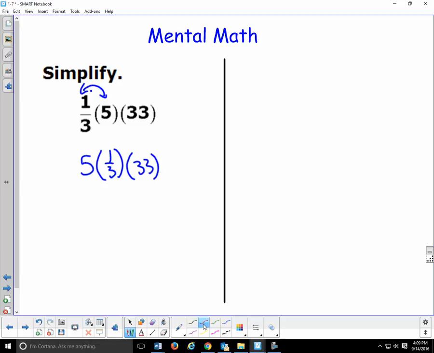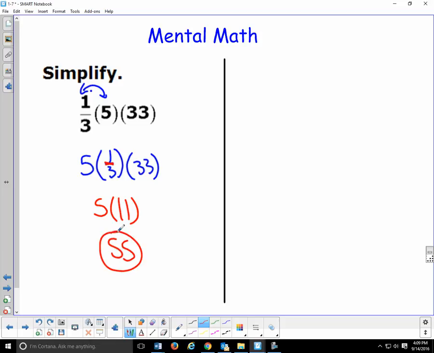If I look now at 1/3 times 33, 1/3 of 33, well, if I'm taking 1/3 of something, that's like dividing by 3, because that fraction bar here, that's just division. So that's divided by 3. 33 divided by 3, that's just 11. So 1/3 of 33 is 11. Times 5 is 55. So that's something we can do in our heads.